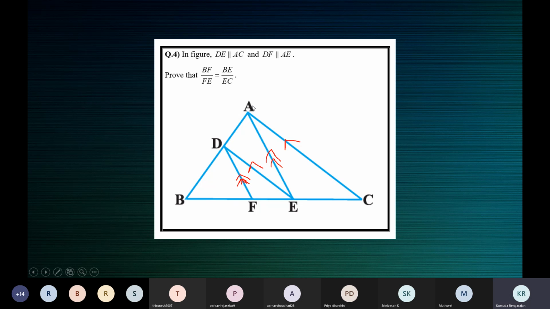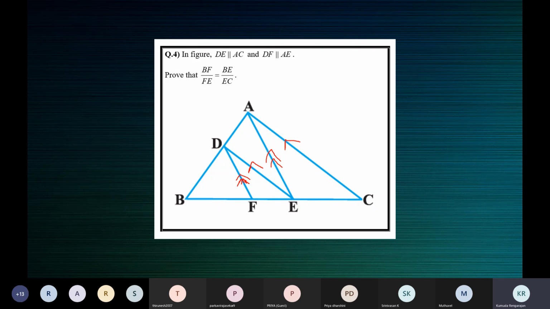But well tried, Muthuvel. Thank you. Which is the other triangle, children? Yeah, good. Triangle ABE, because there only we have a set of parallel lines.